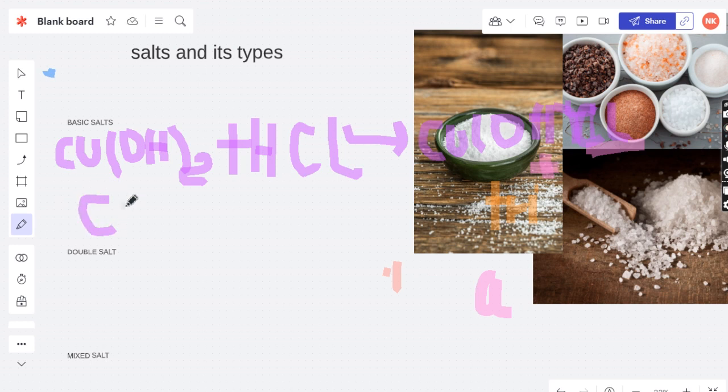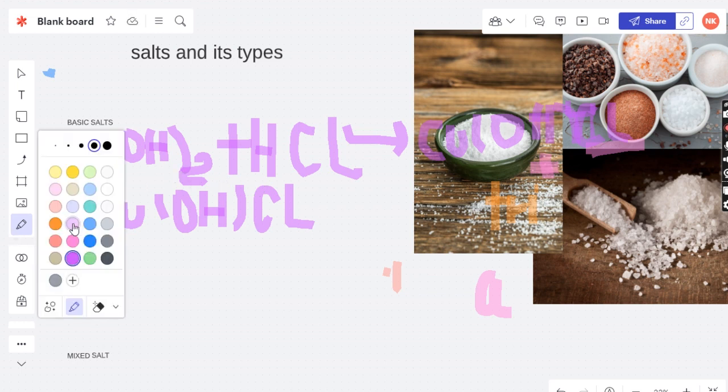So I'm writing here Cu(OH)Cl, with Cl after the bracket. This is a basic copper chloride salt. As you can see, there is the presence of the OH ion, which means it's basic in nature.